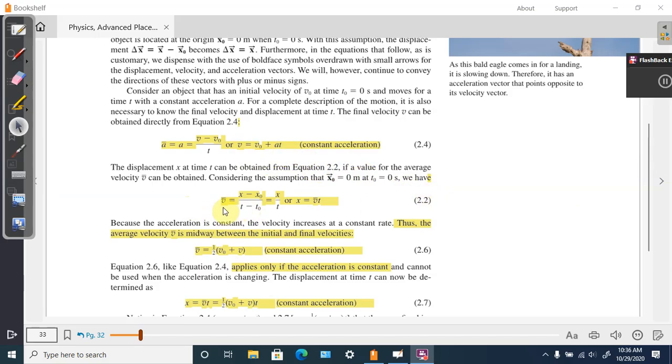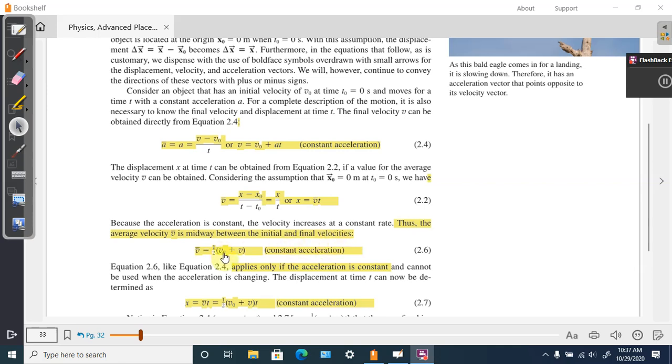Average velocity being displacement divided by time, so basically final position minus initial position, all divided by final time minus initial time, which, again using a little bit of algebra, they're going to come out with x equals v times t. So displacement is going to equal velocity times time. Here they talk about the average velocity being midway between the initial and final velocity.